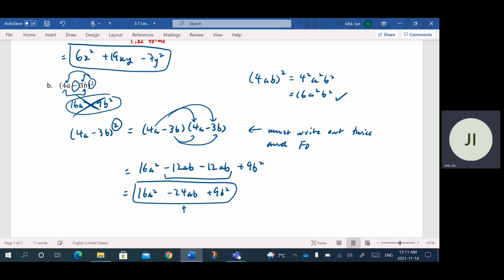And expand. So again, first, outside, inside, last. All right. So that's a very common mistake, this one right here. So don't do that. Make sure you write it out twice, expand it out, collect your like terms.